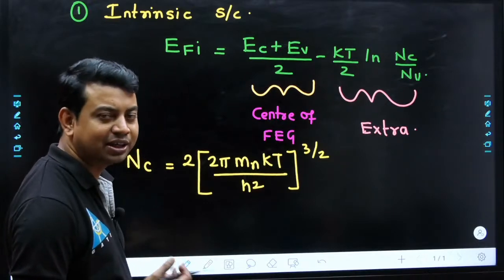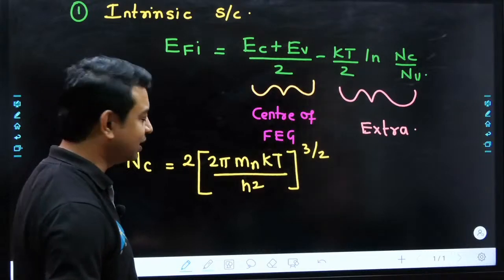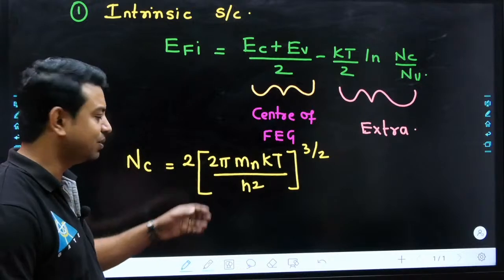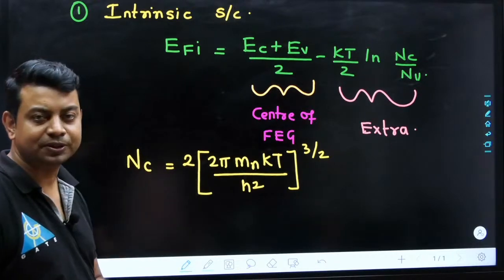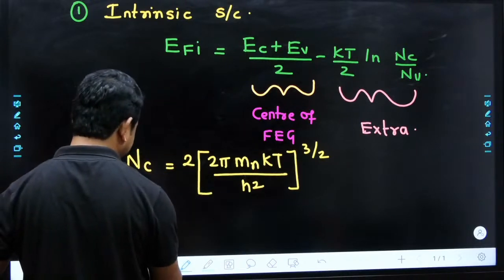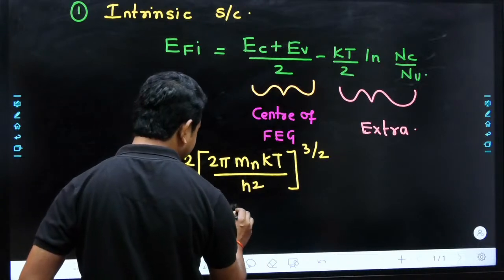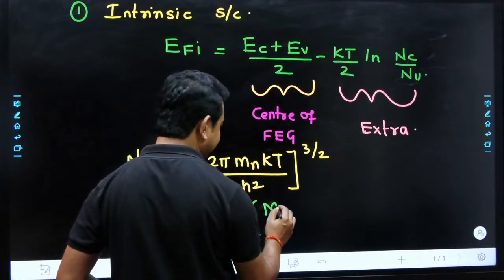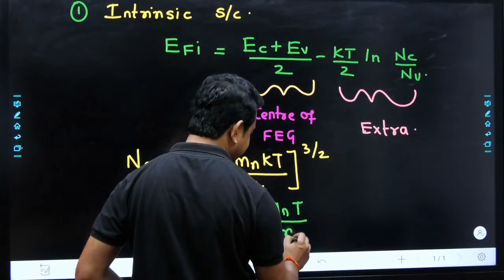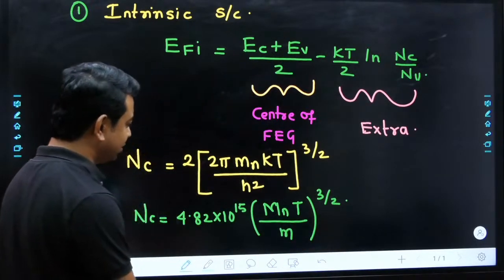We must write that at different temperatures we have different effective density of states at the edge of the conduction band. So, based on the temperature, the value of the density of states will vary. After dealing with everything, Nc is equal to 4.82 into 10 to the power of 15, then Mn into T divided by the original mass raised to 3 by 2. So, this is another way of writing this particular formula.